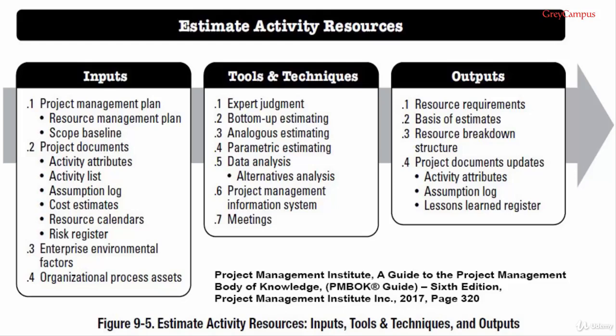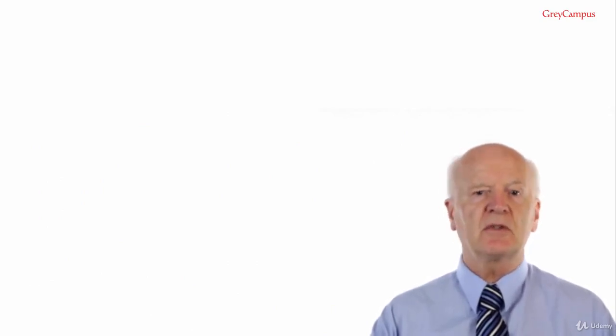Input number 2, project documents. These can be considered as inputs for the process. Activity attributes. If you remember back to the work breakdown structure, when we wanted to store extra information for work packages and planning packages, we stored that in the work breakdown structure dictionary. Then we created the activity list as an add-on chart for the work breakdown structure and decomposed work packages into activities needed to deliver them. Please remember that you can only decompose work packages into activities, not the planning packages or control accounts.